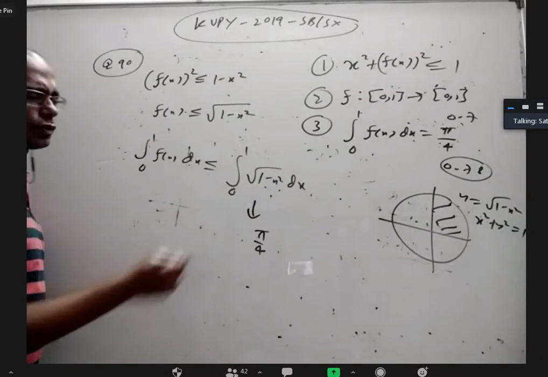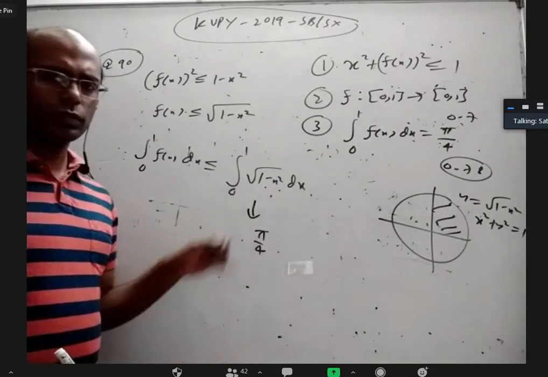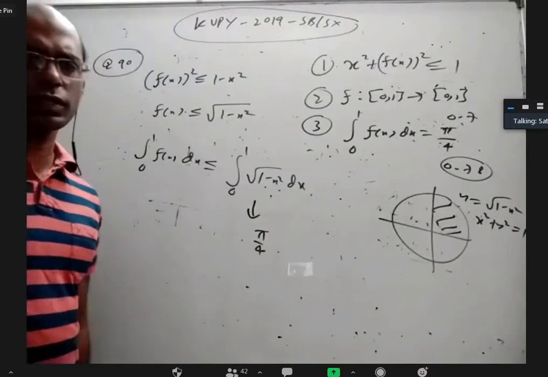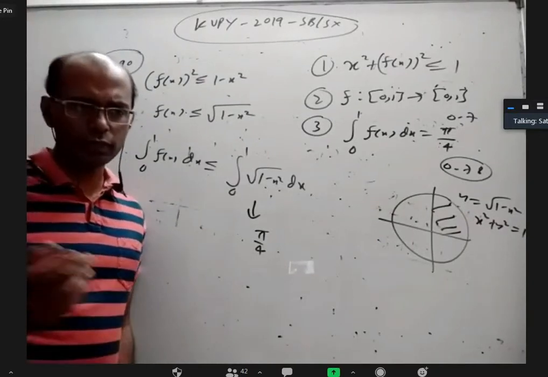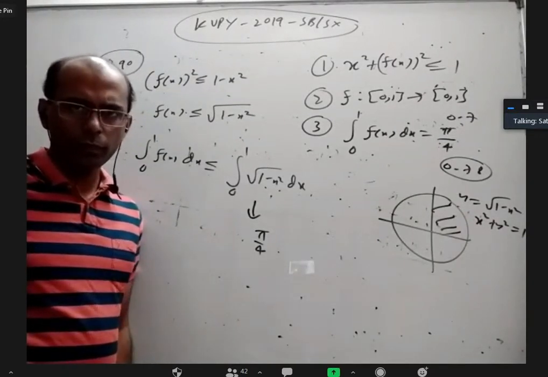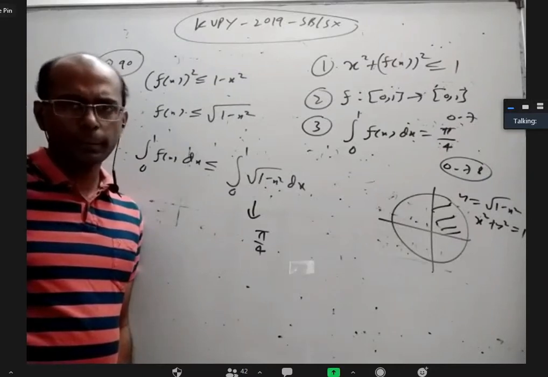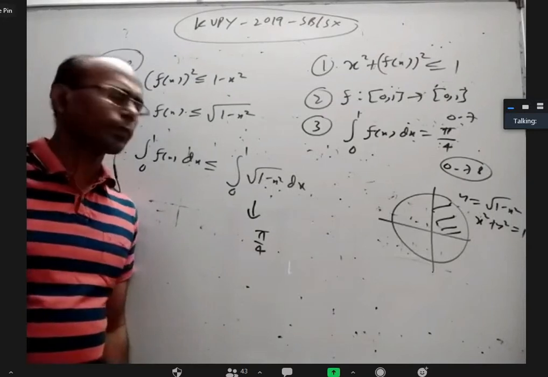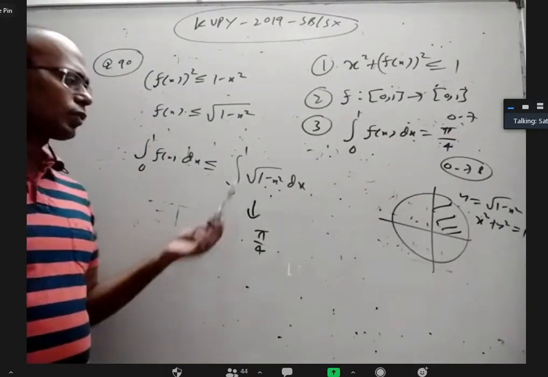Another is, all of you know this integration, there's a formula. What is root a square minus x square formula? X by 2 root a square minus x square plus a square by 2 sin inverse x by a. Some kind of formula is there, right? Yes, sir. Okay. To use that formula, substitute upper limit, lower limit, will get pi by 4.